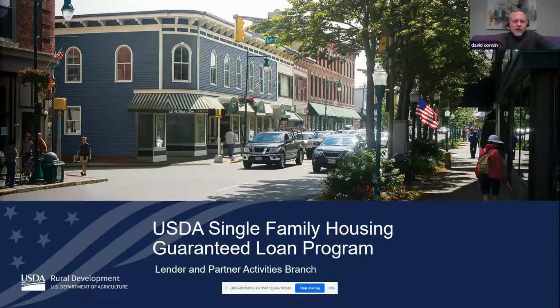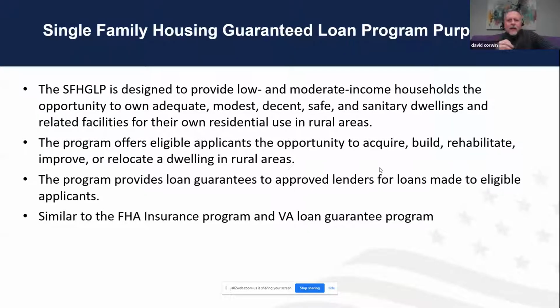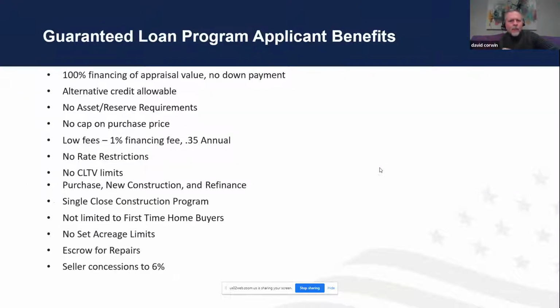So the Single Family Housing Guaranteed Loan Program of the USDA. What is it? Basically, it was designed to provide low and moderate income households the opportunity to get a decent, safe, and sanitary dwelling in rural areas. So what we do, we offer the ability to acquire existing, build new, rehabilitate, everything in those areas. And we do that by providing loan guarantees to approved lenders. So you can consider it very similar to an FHA or VA program.